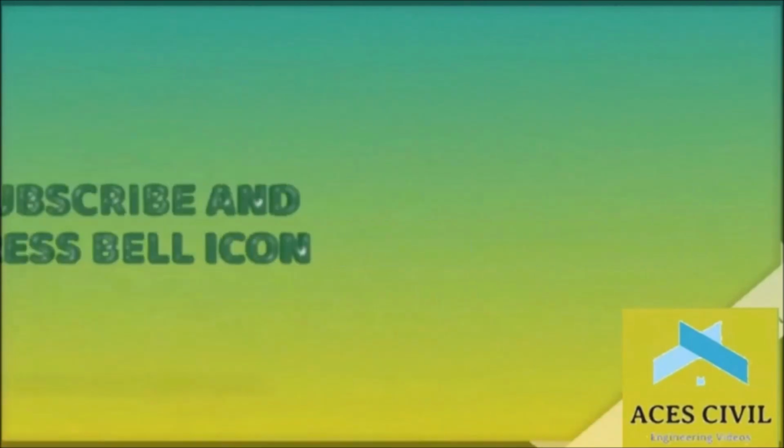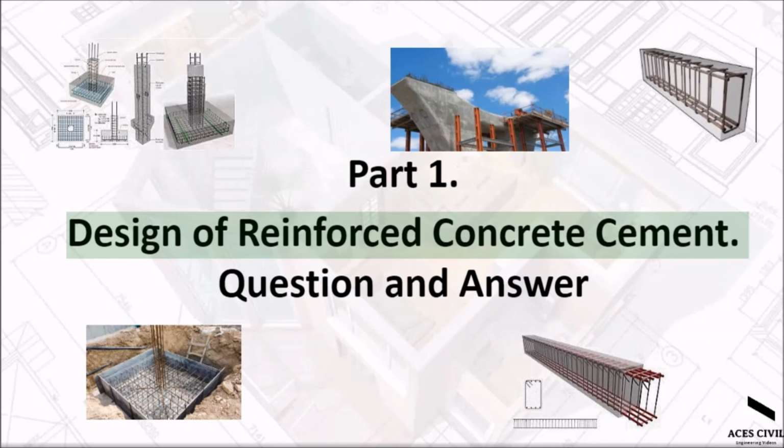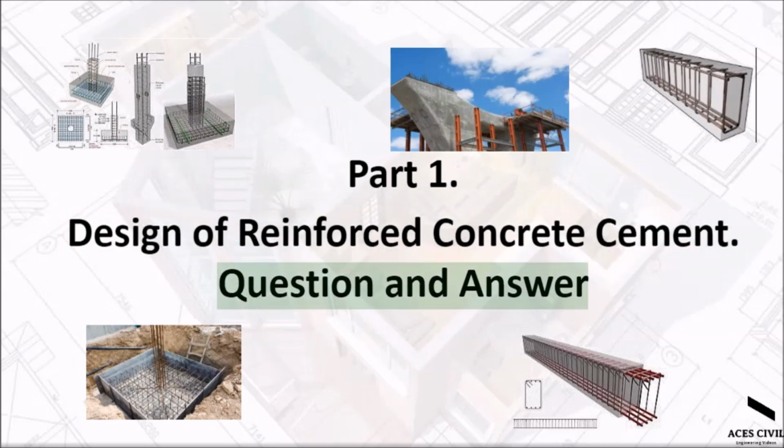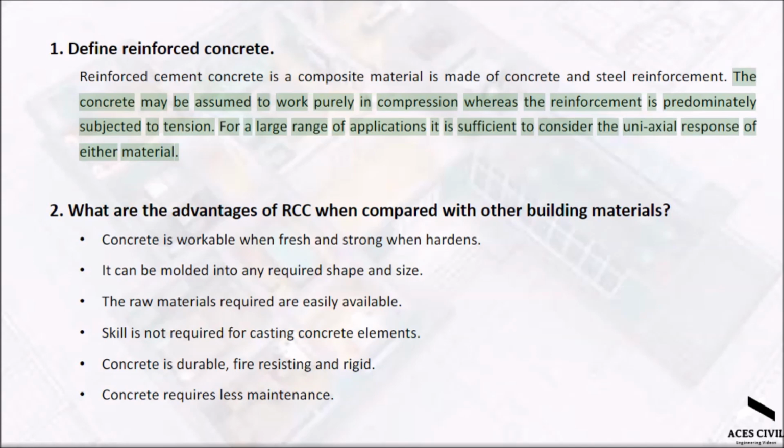In today's video we are going to discuss Part 1. Design of reinforced cement concrete. Question and answer. 1. Define reinforced concrete. Reinforced cement concrete is a composite material made of concrete and steel reinforcement. The concrete may be assumed to work purely in compression, whereas the reinforcement is predominantly subjected to tension. For a large range of applications it is sufficient to consider the uni-axial response of either material.